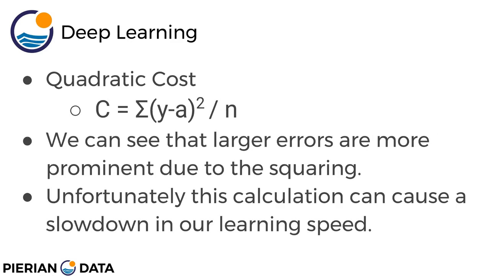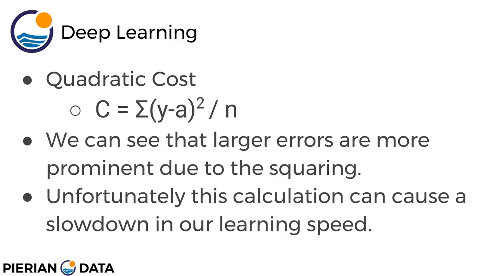So the first cost function we're going to discuss is the quadratic cost function, and that is equal to the sum of (y minus a) squared divided by n. And you can, if you want, pull out 1 over n. So what do we actually see here? Well, we can see that larger errors are more prominent due to the squaring, because remember, y is the true value and a is our predicted value. So if there's a big difference there, when we square it, it's going to really be prominent.